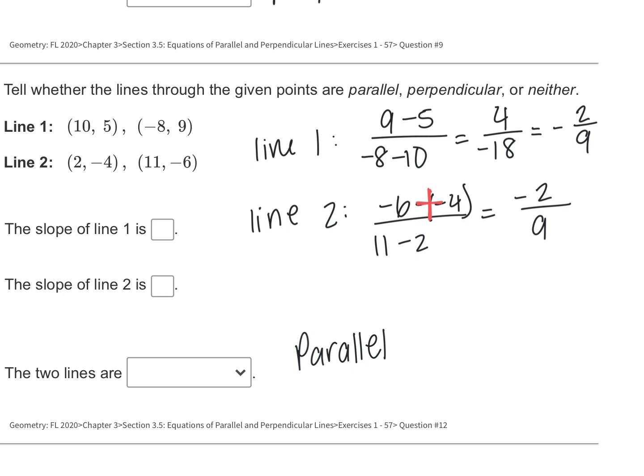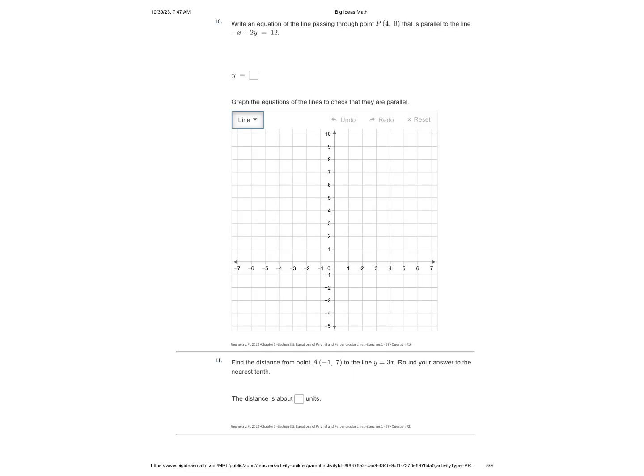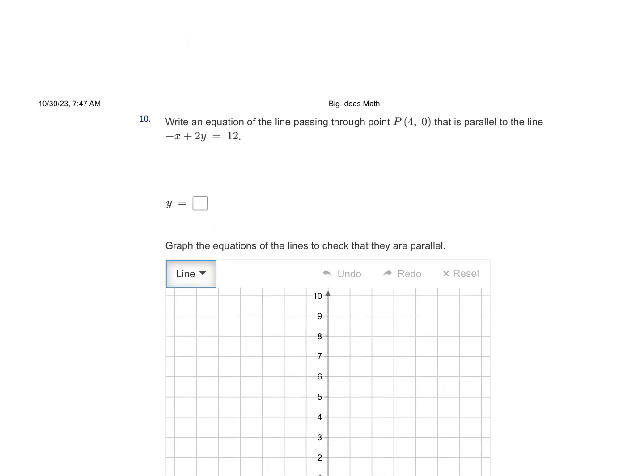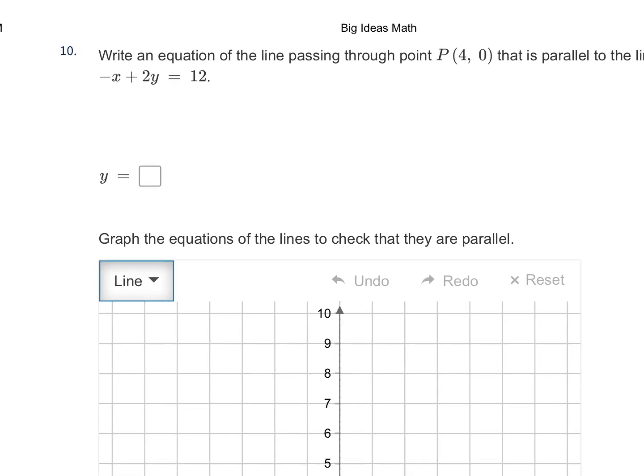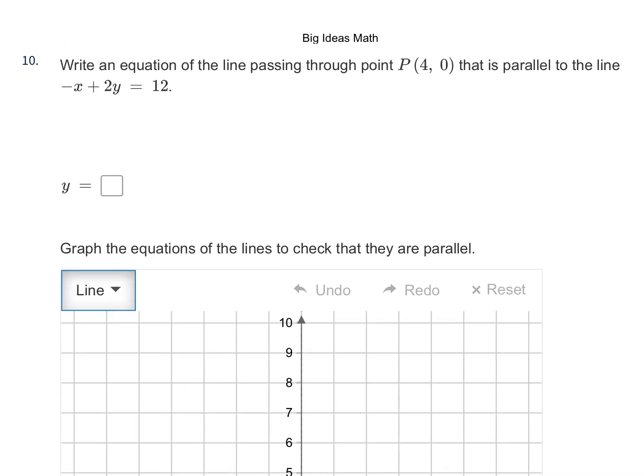All right, going to number 10. It says write an equation of the line that passes through point P (4, 0) that is parallel to this line. You will find questions like this on your test, so please make sure you study this. First thing I have to do is what?